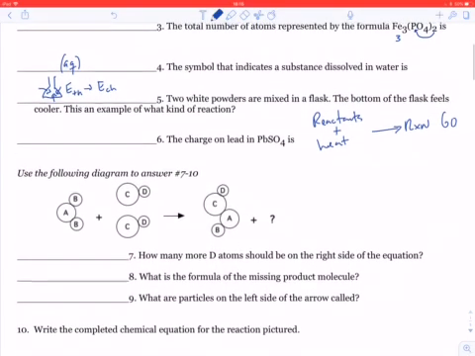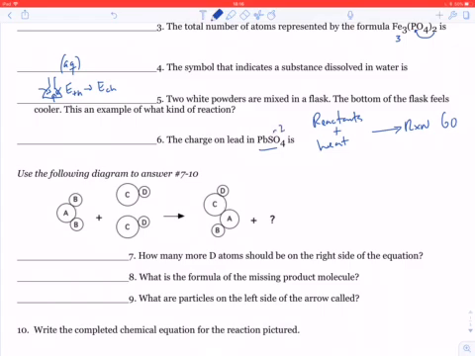What is the charge in PbSO4? This is a super simple one. If you know your polyatomics, you know this. You know that SO4 has a charge of -2, and since there's one Pb to one SO4, you know that the charge of lead in this situation has to be +2.